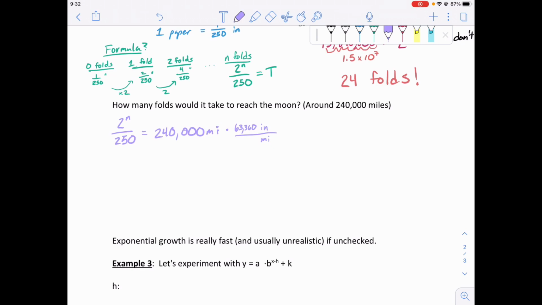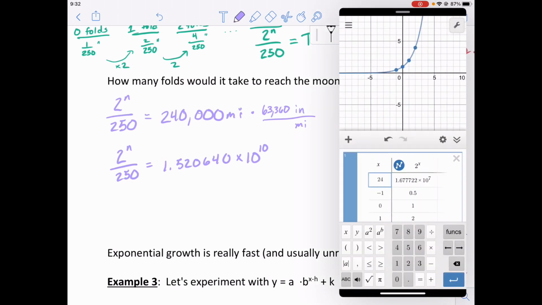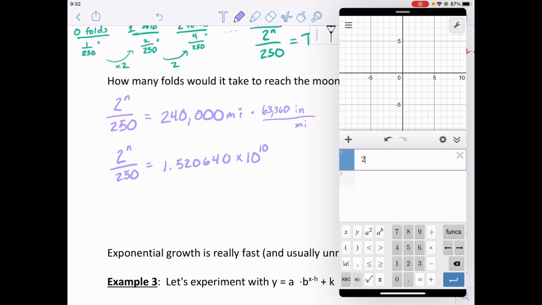So it's going to look like this. When we multiply, we get a very large number. That's not surprising. It's a lot of miles, right? It's going to be 1.52064 times 10 to the 10th, right? And so we don't actually need to move that 250. Let's just make the adjustment here. So let's use 2 to the x divided by 250, making sure we get out of the exponent.